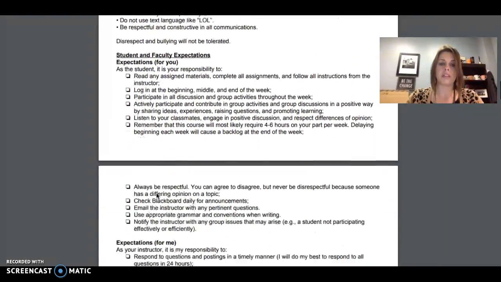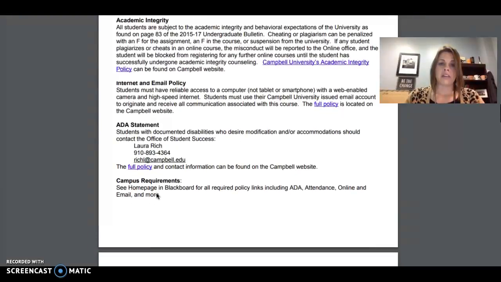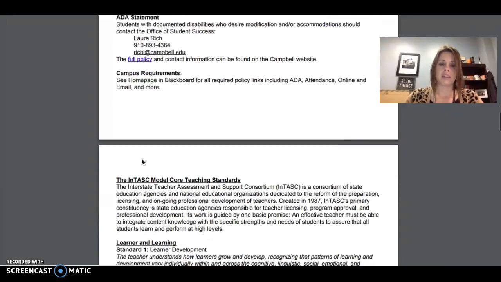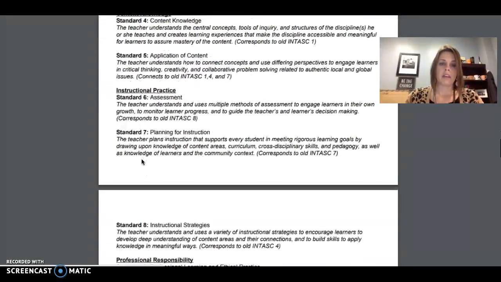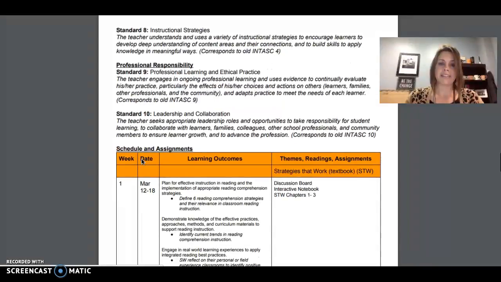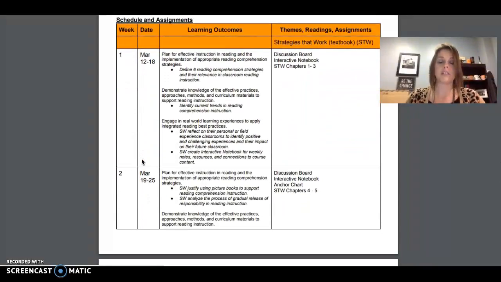Please make sure that you read the expectations as well as the university supports that are available and expectations that are there for all students on campus. I also have included our in-task standards, which are the standards that we work towards for pre-service teachers. So those are standards that by the end of our program we're wanting you to meet.